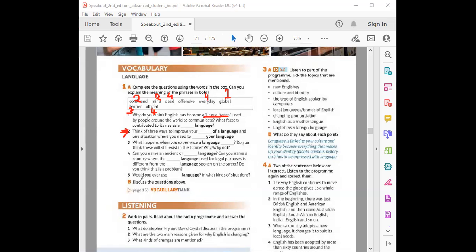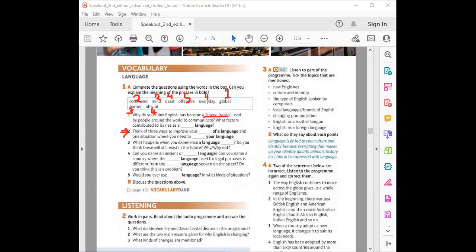Okay, so the last one, I can do it. Would you ever use offensive language? You need here offensive, which means a bad kind of language. In what kinds of situations? Interesting. Let's discuss these questions for a minute, and then we go to the next one.